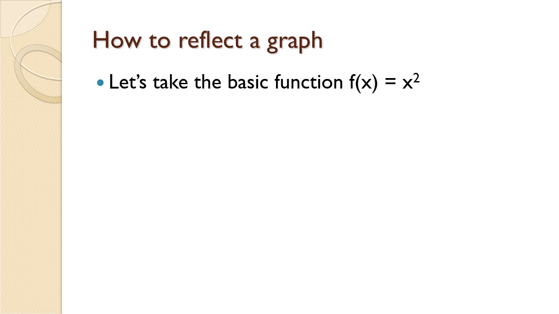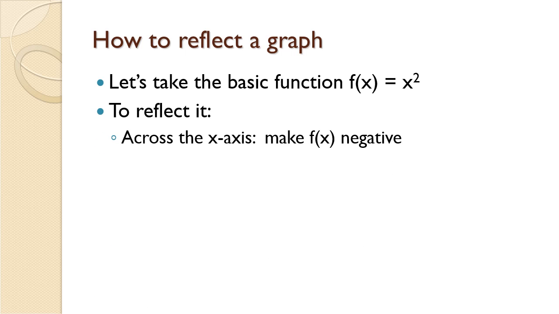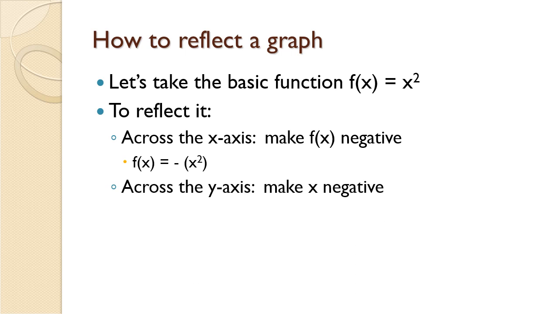Now, reflecting. Again, we're going to look at the function f of x equals x squared. If we want to reflect it across the x-axis, then we're going to make f of x negative. So it's going to be f of x equals negative, and then in parentheses, x squared. This is going to reflect it across the x-axis, so it'll actually kind of flip it upside down. If we want to reflect it across the y-axis, we need to make the x itself negative. So it's going to look like this. Now, of course, with the function x squared, reflecting it across the y-axis doesn't really change anything because it's symmetric around the y-axis. But you get the idea of what you need to do to make that happen.